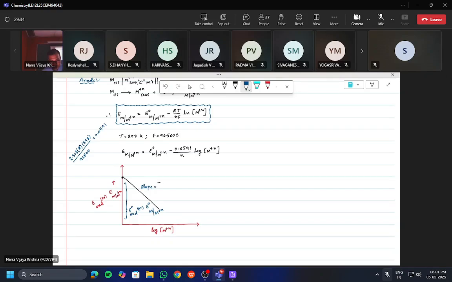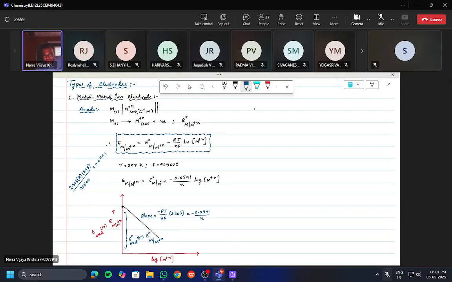Minus RT divided by NF into 2.303, which is nothing but equal to minus 0.0591 divided by N. Any questions in this?